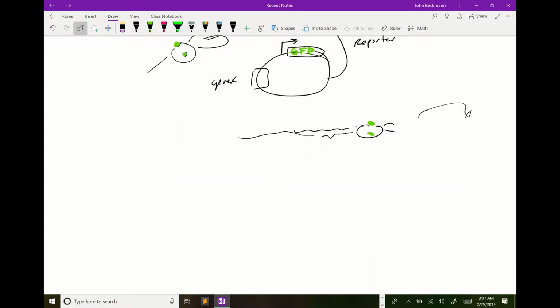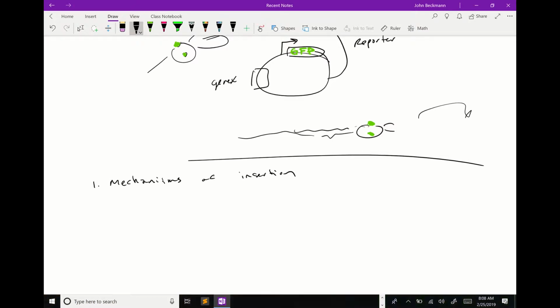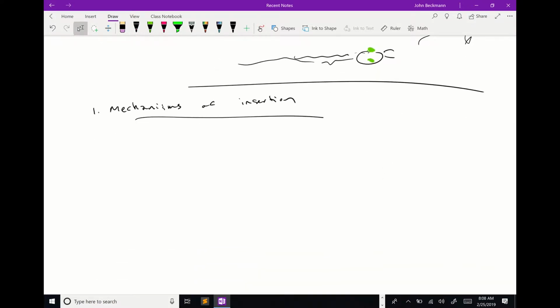Okay, so let's talk about point 1, the mechanisms of insertion. This will be a little bit of review, but I want to talk about it in more detail. And now I'm going to expect you guys to know this stuff pretty well. This stuff would be on a test. So one of the means is transposon insertion. We already talked about this a little bit in the context of Drosophila.